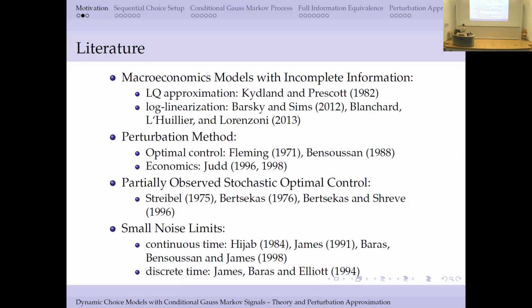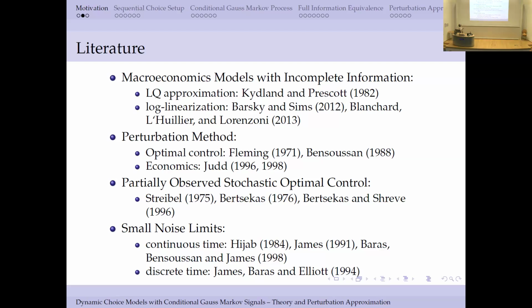As I mentioned, the second part of the paper will be devoted to the question of can we still apply the perturbation method to this model with incomplete information? Some of the basics of the perturbation method come from applied mathematics, and Fleming's paper from 1971 is seen as the seminal paper that showed how to use solutions to deterministic models to approximate solutions to stochastic choice models.